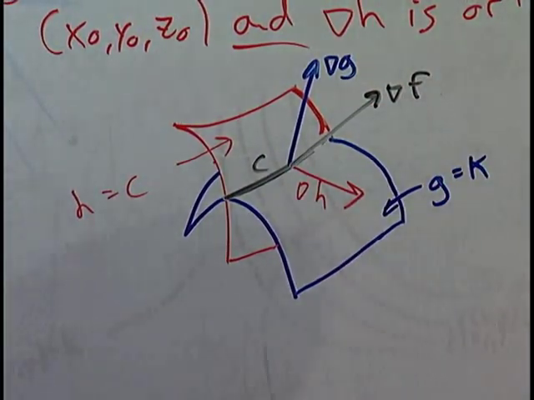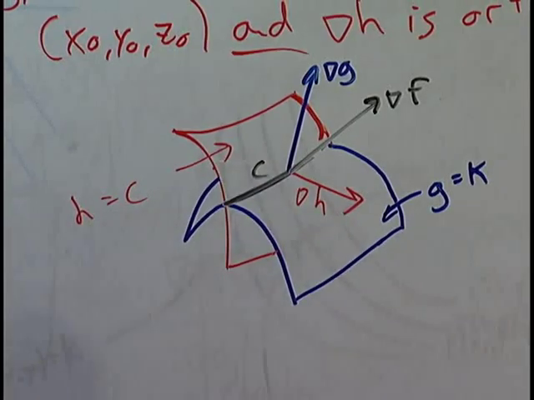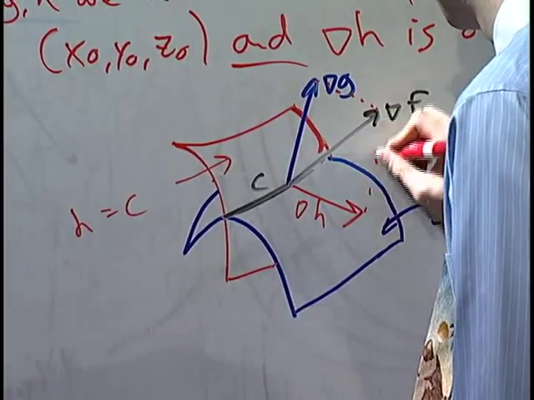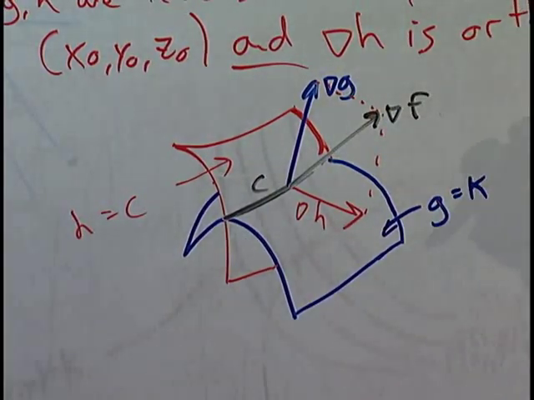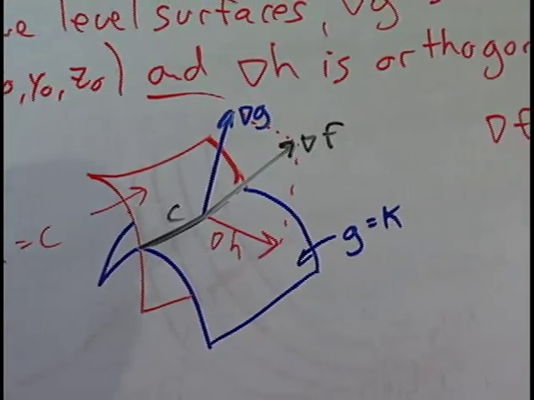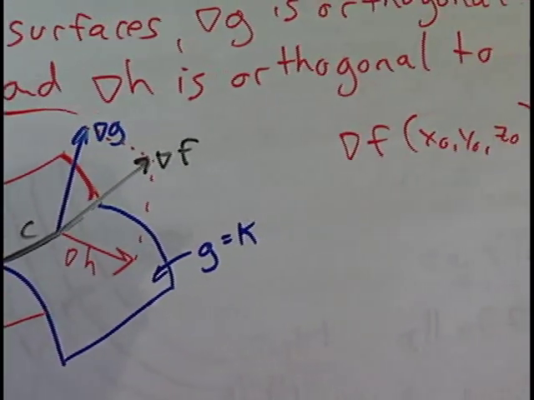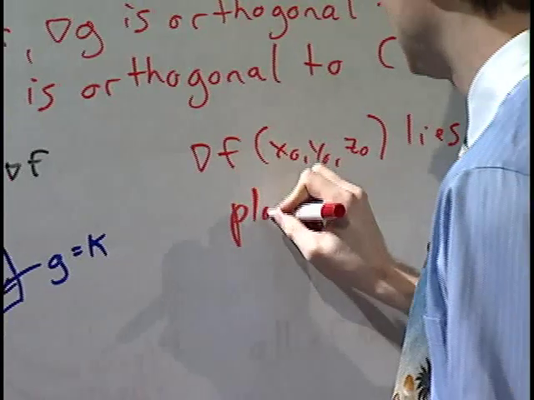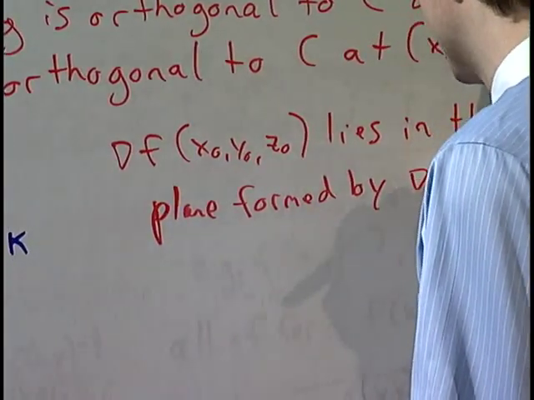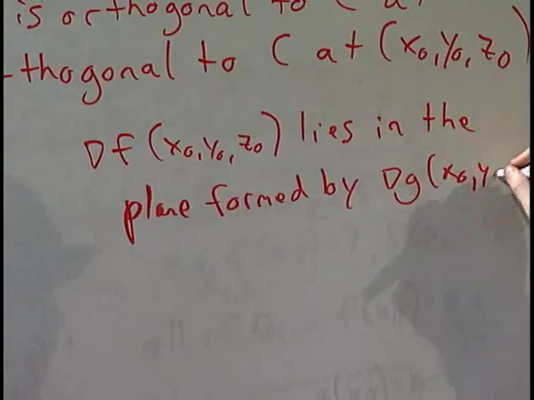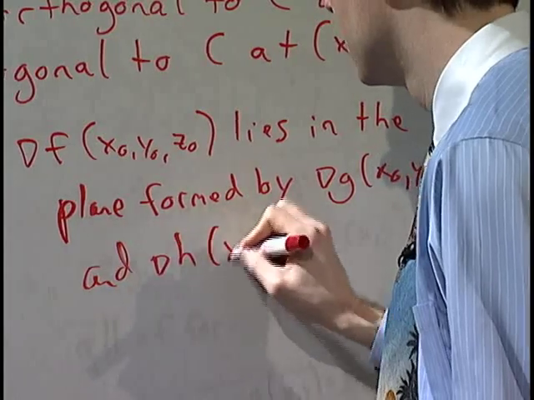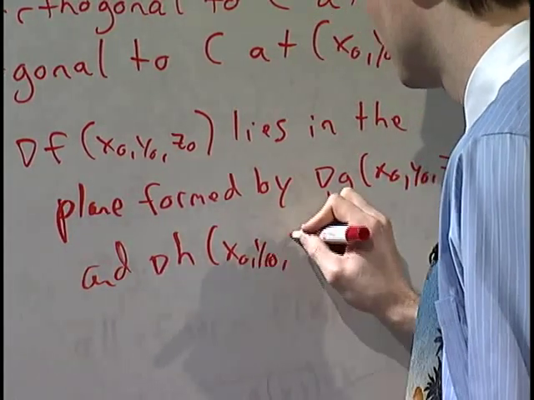Right? And so look at what's happening here. We have a plane formed by the vectors. So the gradient of F at x naught, y naught, z naught is going to lie in the plane formed by gradient of G at x naught, y naught, z naught, and gradient of H at x naught, y naught, z naught, right?